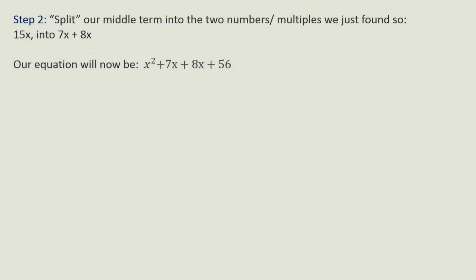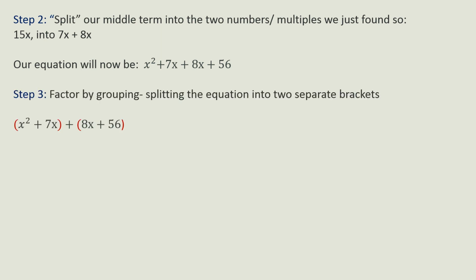What is our next step? Now we have to split our middle term into the two numbers or multiples we just found. So 15x will be split into 7x plus 8x. Our equation will now be x squared plus 7x plus 8x plus 56. What is step 3? For step 3, we have to factor by grouping, so split the equation into two separate brackets. Then our equation will turn into this.